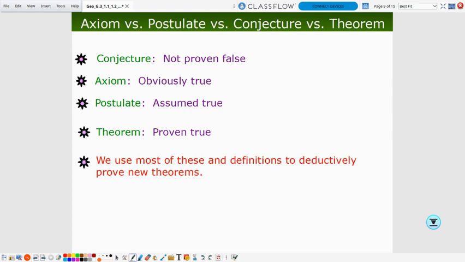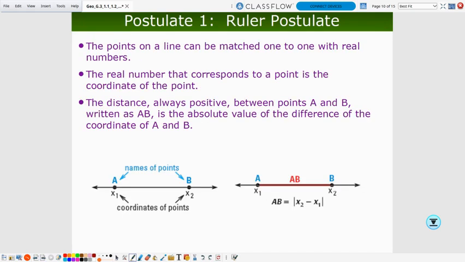We have some other vocabulary: axiom, postulate, conjecture, theorem. Conjectures are not proven false. Axioms are obviously true. Postulates are assumed true, and theorems are proven true. We use most of these and definitions to deductively prove new theorems. And we have two postulates that we're going to look at.